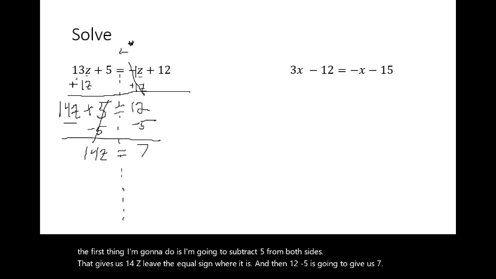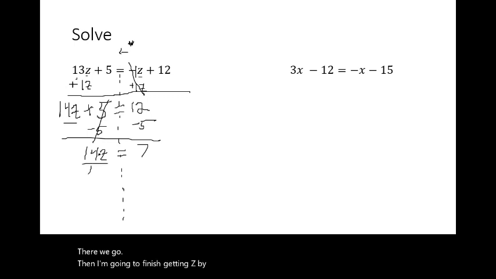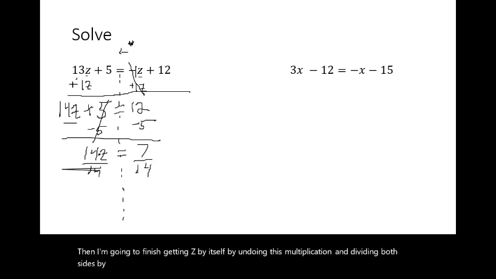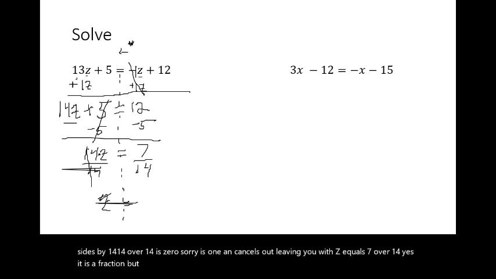There we go. Then I'm going to finish getting z by itself by undoing this multiplication and dividing both sides by 14. 14 over 14 is 1 and cancels out, leaving you with z equals 7 over 14. Yes, it is a fraction, but please reduce all fractions. Both the top and the bottom are divisible by 7, so please reduce 7 over 14 to 1/2.